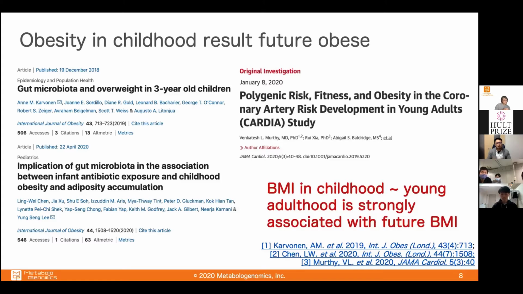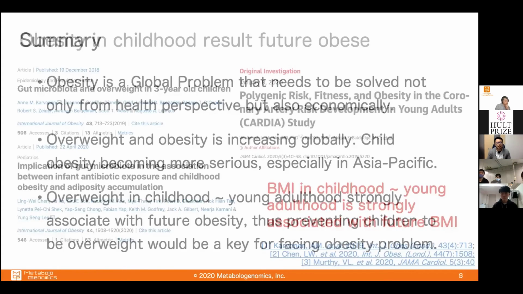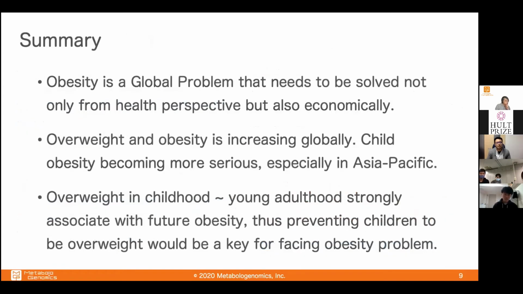So what I want you to think about after this session, when you will have the time to actually research and discuss the business model, is how a business can actually support reducing the number of child obesity cases in Asia Pacific. So this is the general summary of what I've talked about right now.